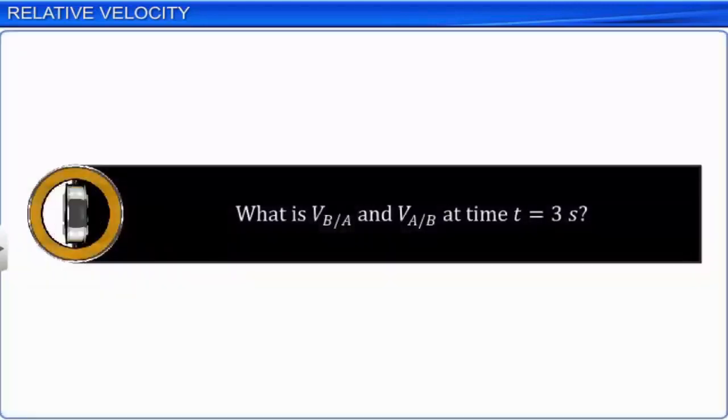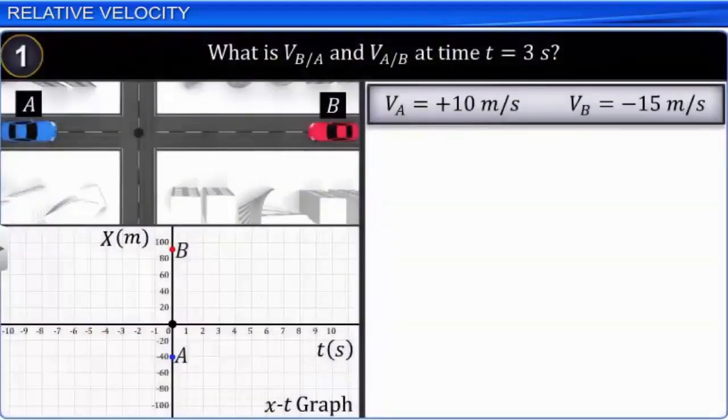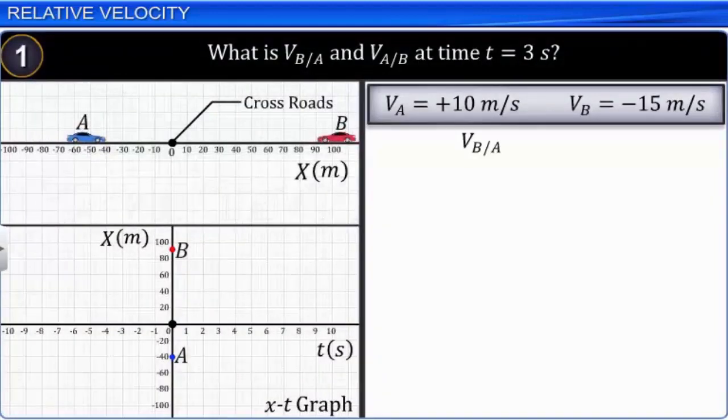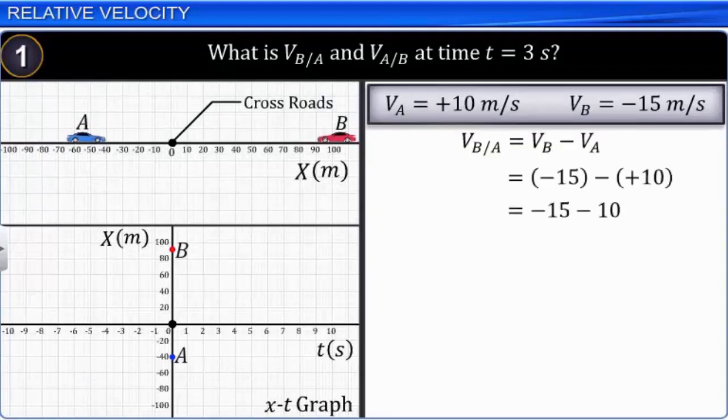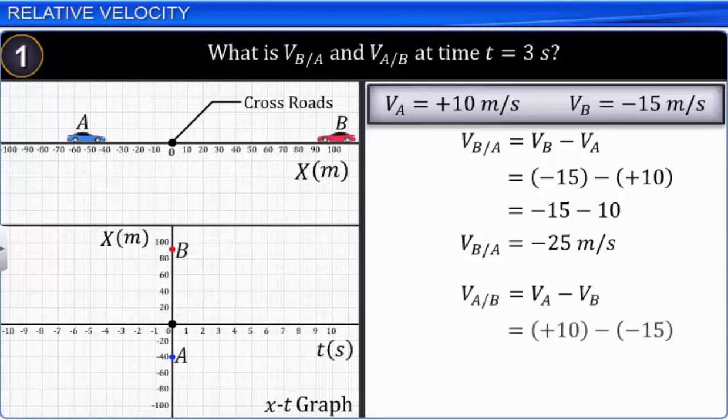1. What is VB by A and VA by B at time t equal to 3 seconds? VB by A is equal to VB minus VA. By substituting and simplifying, we get VB by A equal to minus 25 meter per second. Similarly, VA by B is equal to VA minus VB. By substituting and simplifying, we get VA by B equal to plus 25 meter per second.